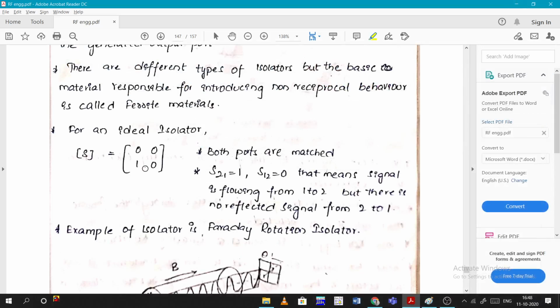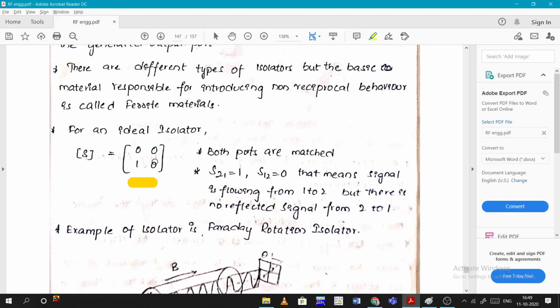So for an isolator, let us observe this diagram, the matrix. We can see that S11 is 0, that means there is no reflection at port 1. That is the first point. And the second thing is, when the signal goes in, S21 is 1, that means the signal can go from port 1 to port 2. That's why it has some value.